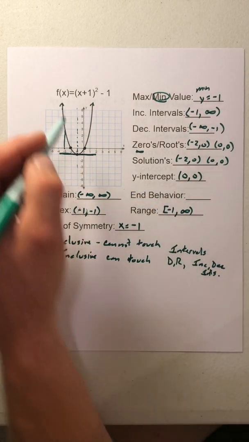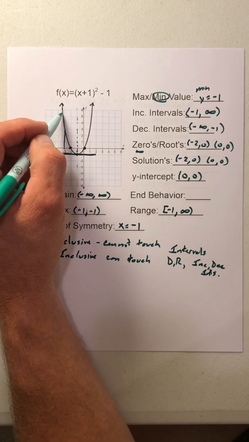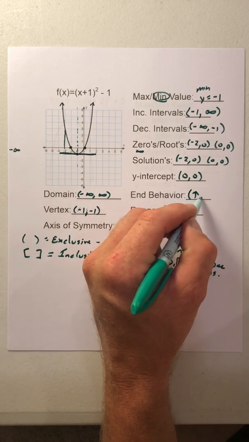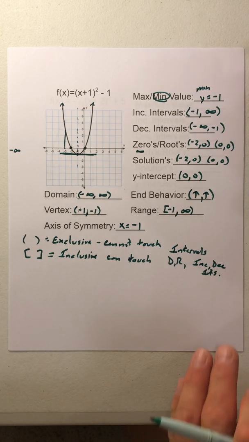And then our end behavior. With this book, it likes to use arrows. And our arrows, in this case, are both pointing up. So our end behavior is up, up. And there we go. That's going to give us all of our characteristics of this graph.